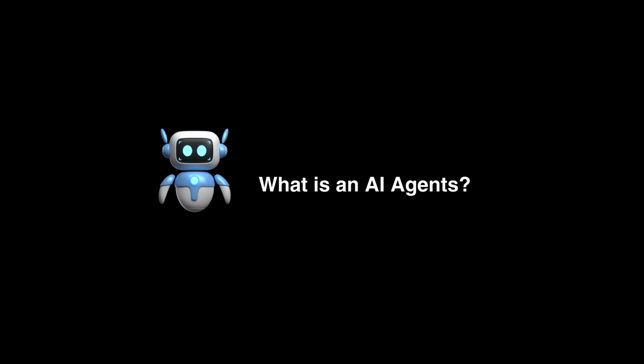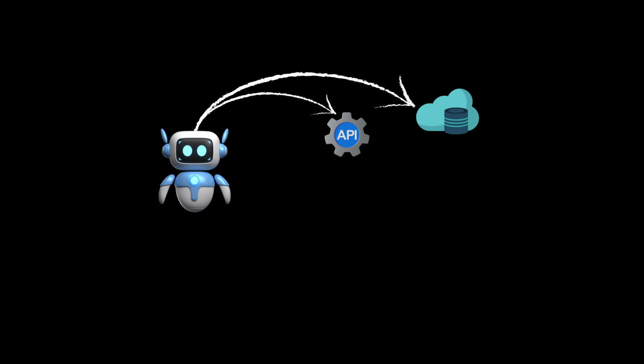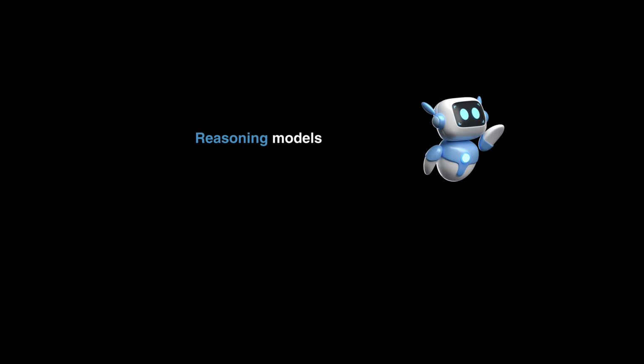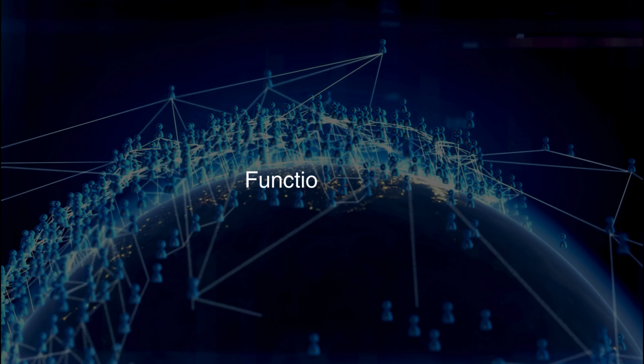An AI agent is not just a chatbot, it is an intelligent unit that can do multiple things. They can perceive their environment via APIs, databases, or other sources. They can also plan their next move using reasoning models. They can also execute an action by calling a function, triggering a script, or interacting with another system. Cool, isn't it? But again, the question arises, how are they doing this? This is where communication and function calling come into play.